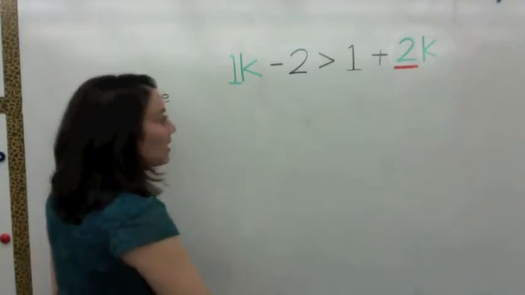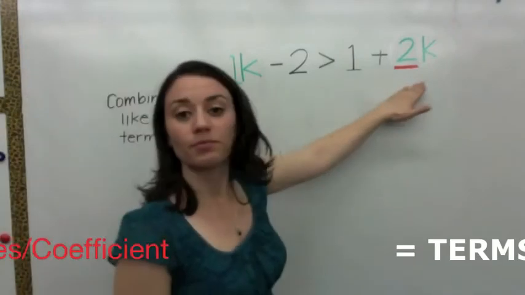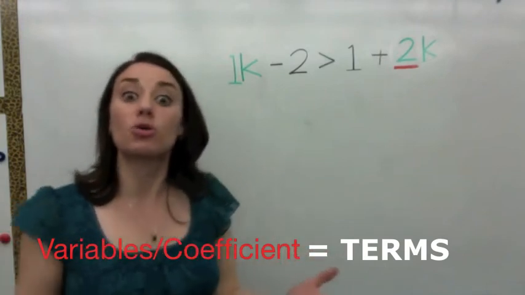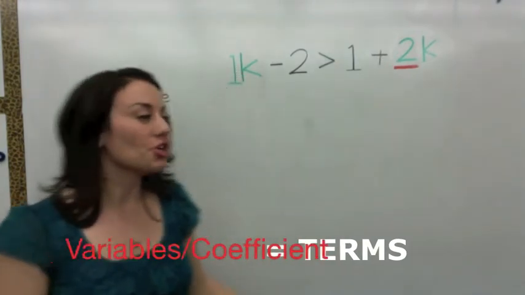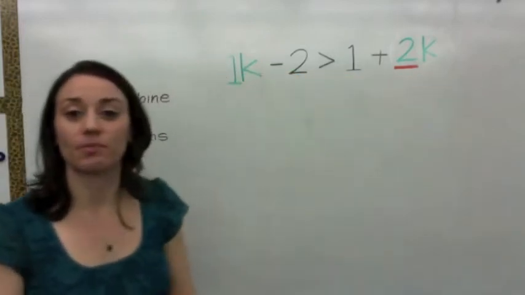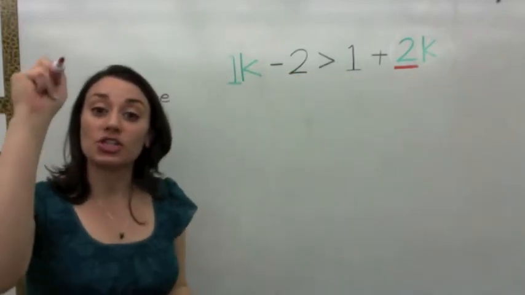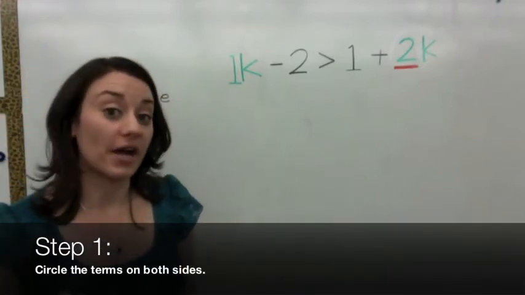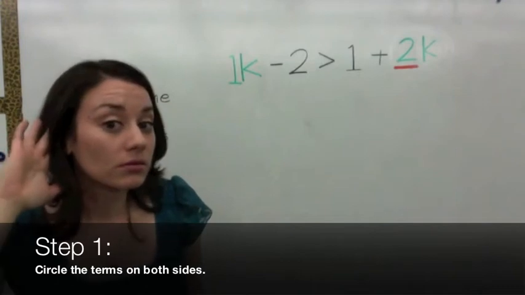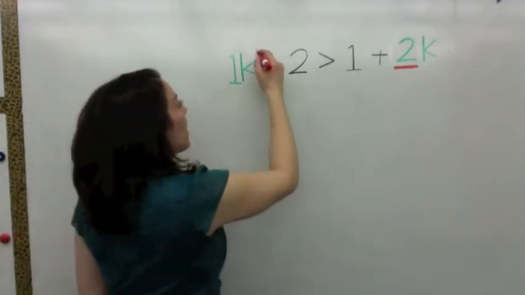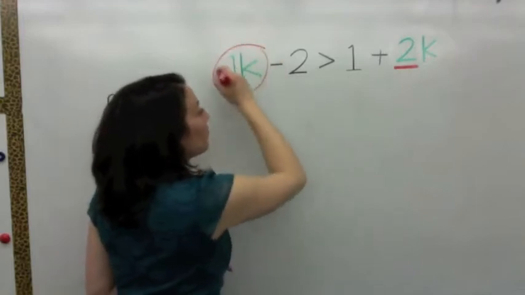All right? Now you see variables with coefficients. What do you call those? You call them terms. So you have 1K is a term and 2K is a term. So what I want you to do is circle the terms on both sides. What did I say? Good. So let's do that now. Circle the terms on both sides.